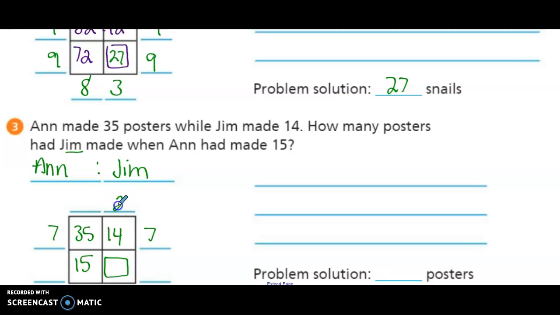Inside out, 2, 5. My bottom row got cut off here. 15 divided by 5 is 3. 2 times 3 is 6. The solution to the problem is Jim will have made only 6 posters when Anne has made 15. That's how proportions work. There's a pattern, there's a rate that's occurring constantly.